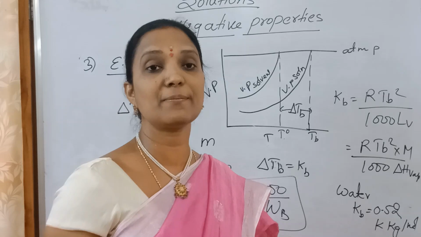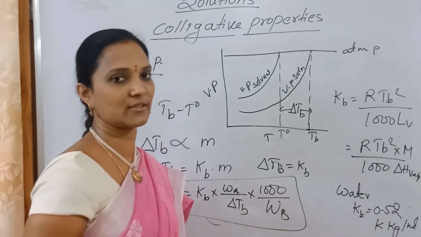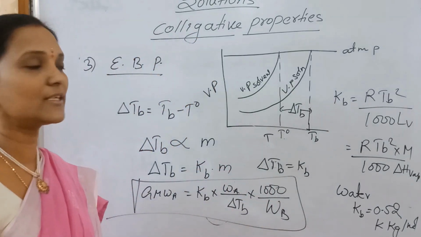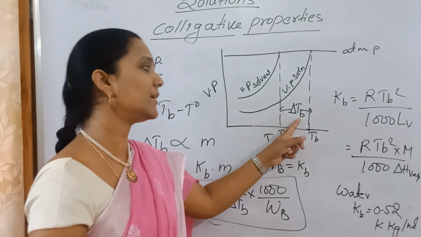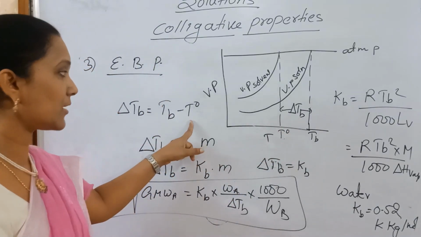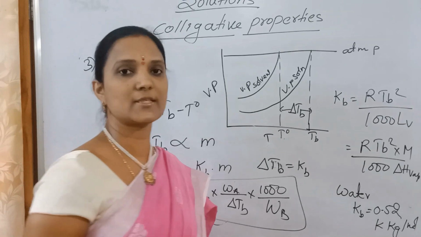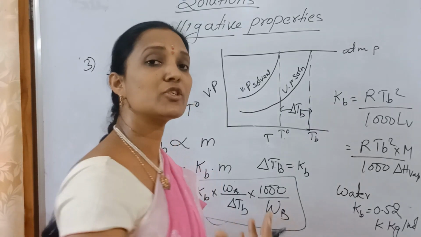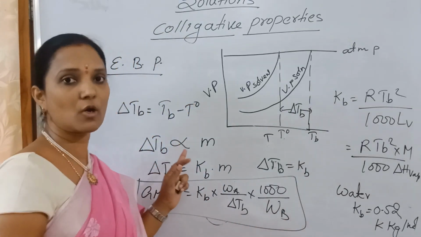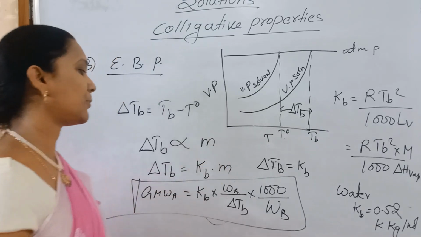Vapor pressure is inversely proportional to boiling point. That increase in boiling point is called elevation, represented by delta Tb, which is Tb minus T naught. It depends on concentration: as concentration increases, elevation in boiling point also increases. It is a colligative property, directly proportional to molality.